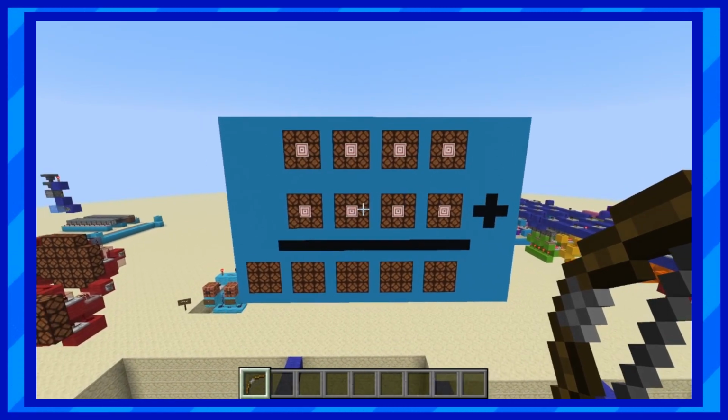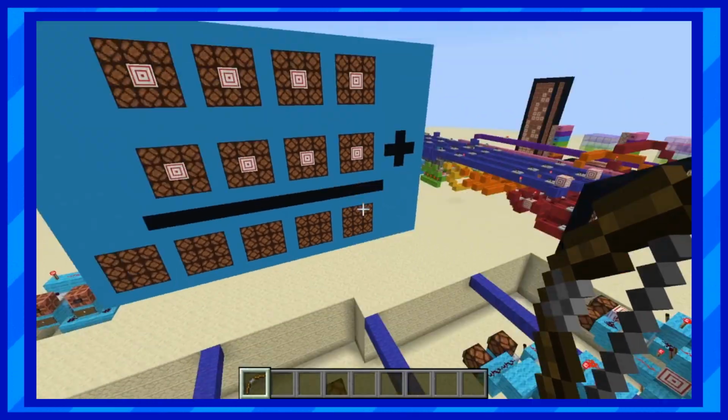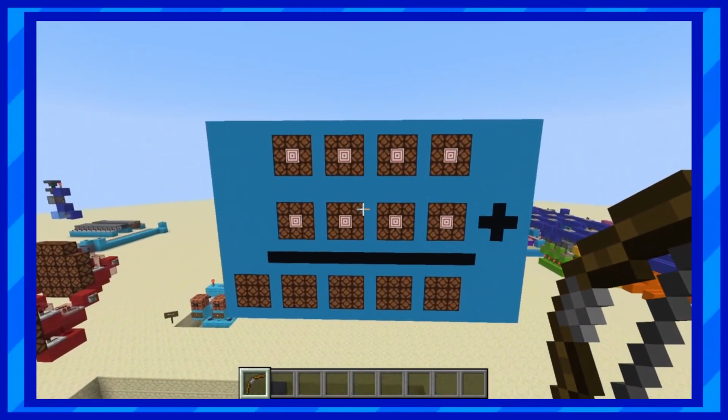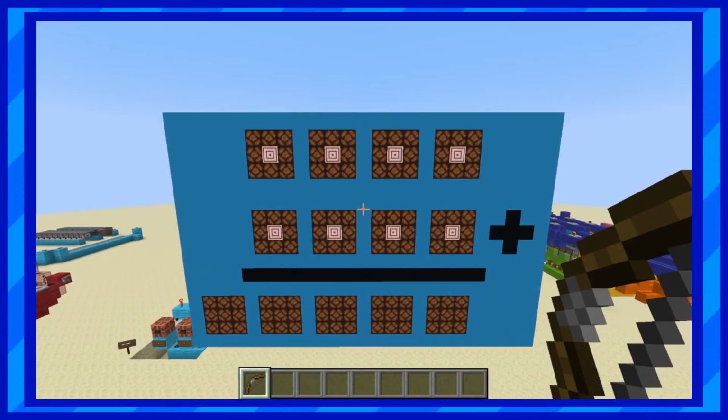Hello, I am back with more contraptions. Last time we did addition using signal strength, and this time I've got addition using binary.